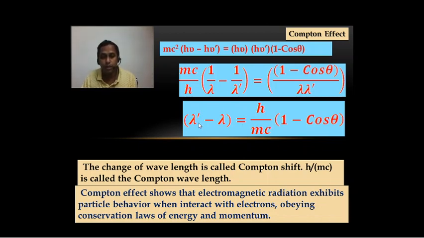Lambda prime means final wavelength, lambda is initial wavelength, that is h by mc into 1 minus cos theta. This lambda prime minus lambda is called the change in wavelength, which is called Compton shift. And this h by mc is also known as the Compton wavelength. H by mc is Compton wavelength. So in simple words we can say delta lambda is equal to lambda c into 1 minus cos theta, where lambda c is the Compton wavelength, that is h by mc.